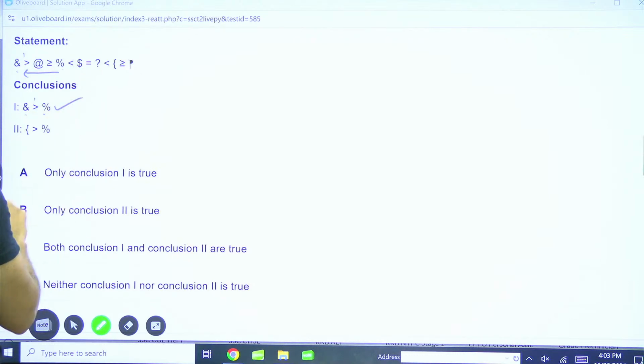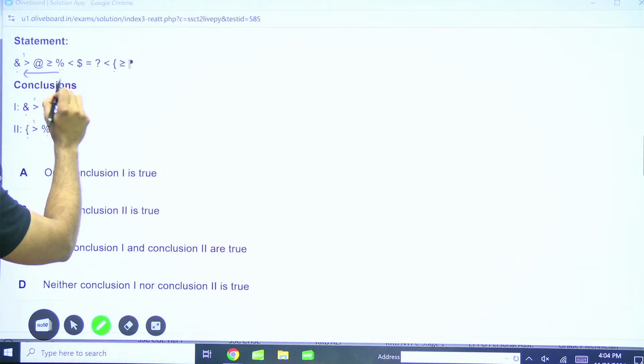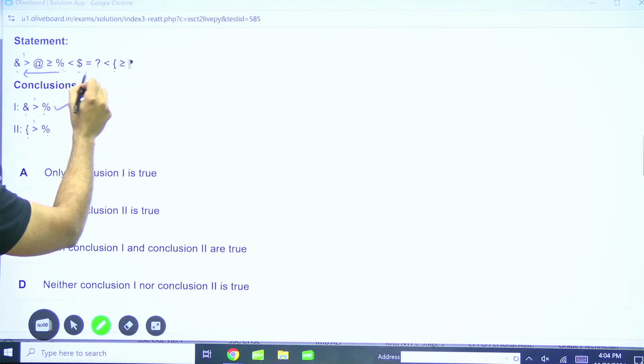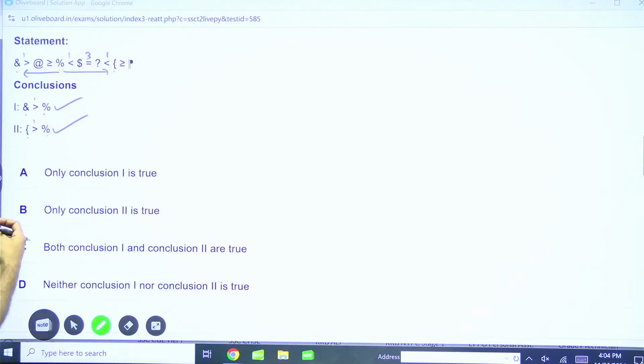This conclusion is true. Now this is asking this symbol and this symbol. The symbol is facing towards this bracket, of the first priority. So while going from this symbol to percentage, all symbols are facing towards this one. This is first priority, third priority, first, and we need it first. So this is also true. The answer should be both conclusion 1 and 2 are true.